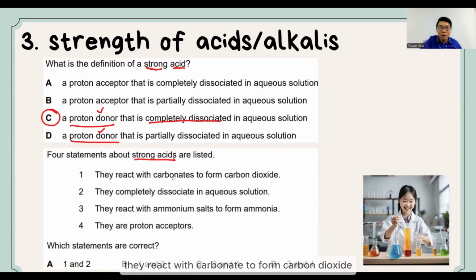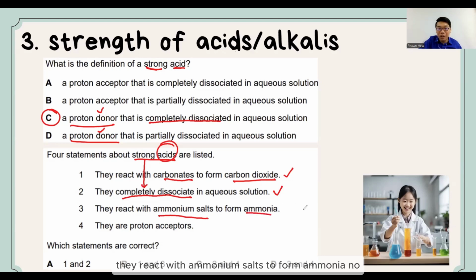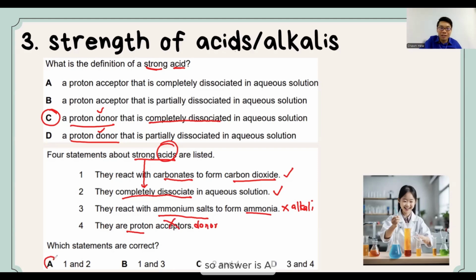Four statements about strong acids are listed. They react with carbonates to form carbon dioxide. It's always correct for all acids. They completely dissociate in aqueous solution. Yes, this is for strong. They react with ammonium salts to form ammonia. No, this is for alkali. They are proton acceptors. No, acids are proton donors. So the answer is A.